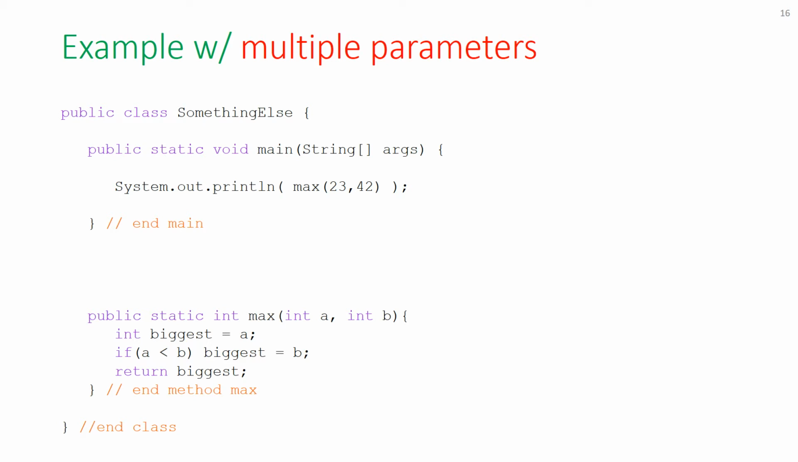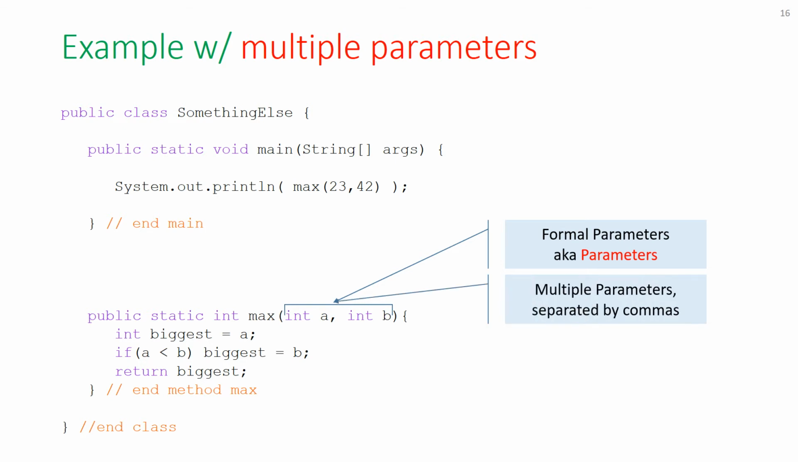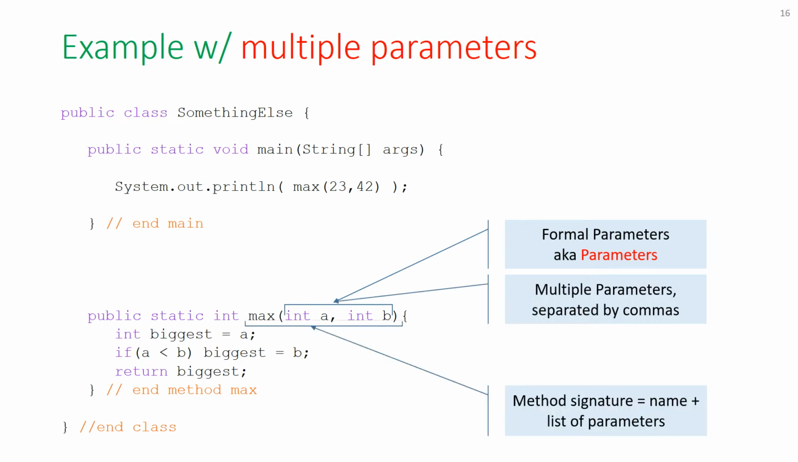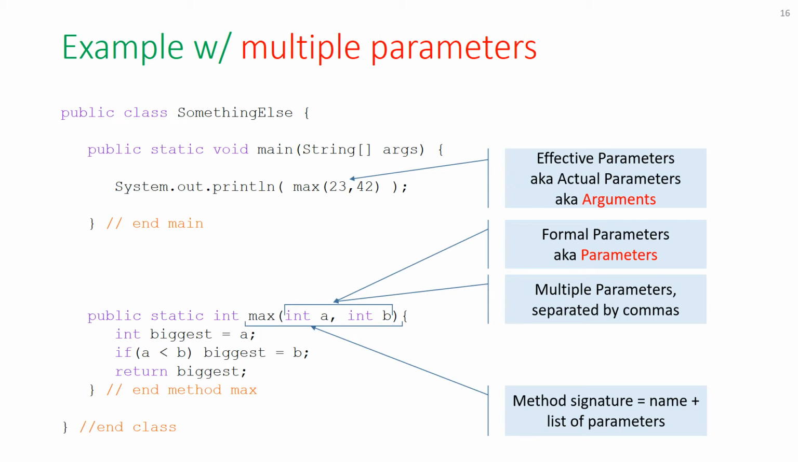So the previous example had only one parameter. Here's an example with multiple parameters. And I'm going to use that example to introduce, I think, the last bit of terminology we need for methods: the notion of parameter and the notion of arguments.